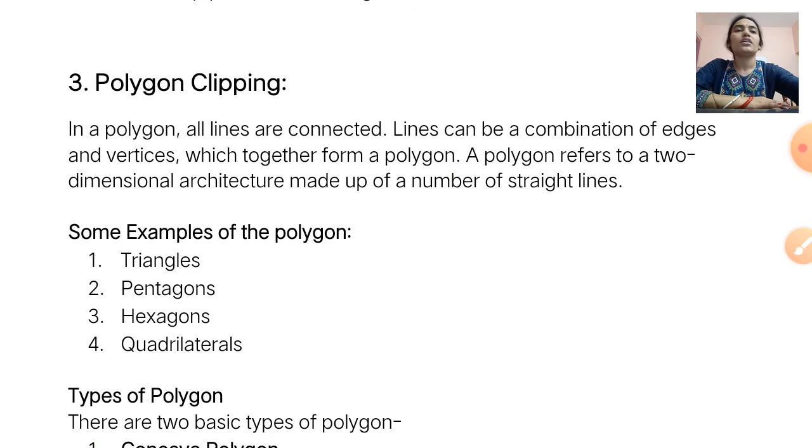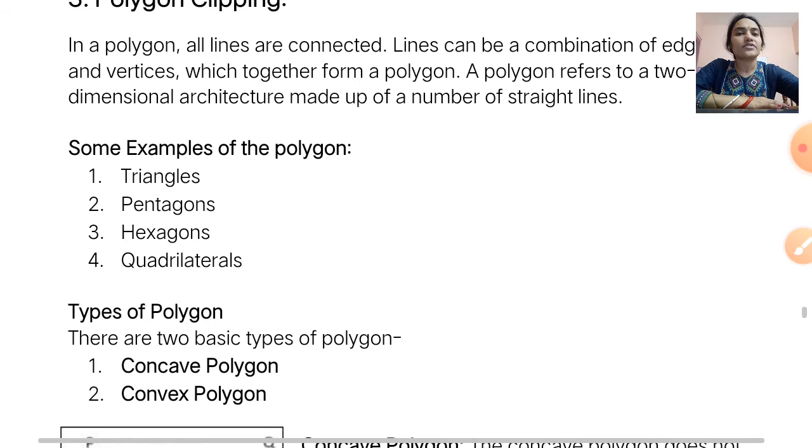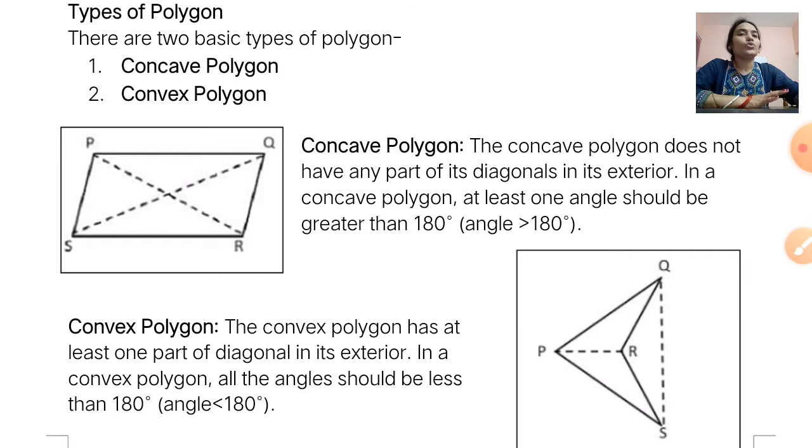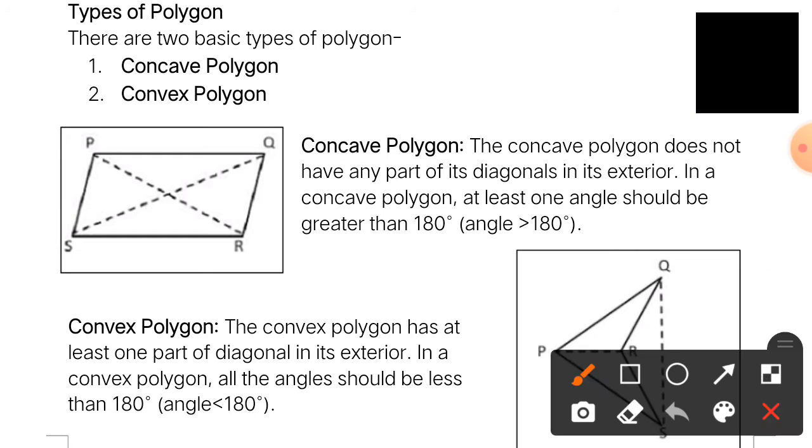Let us discuss what the different types of polygon are. Polygons are basically of two types. One is the concave polygon, the second is the convex polygon. In a concave polygon, it does not have any part of its diagonals in its exterior, and at least one angle should be greater than 180 degrees. This is known as a concave polygon. This one is your figure of a concave polygon.